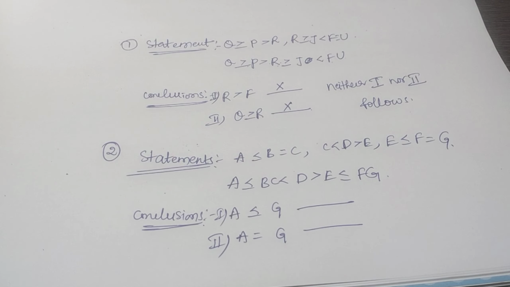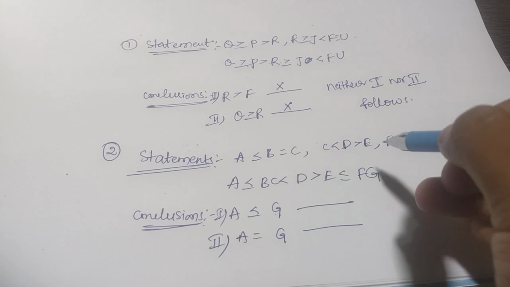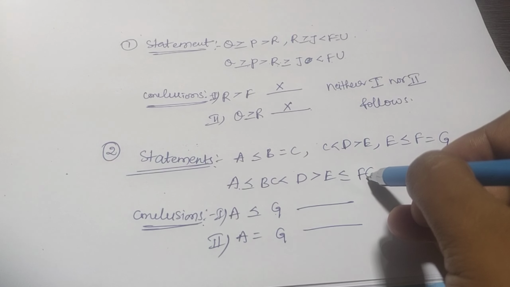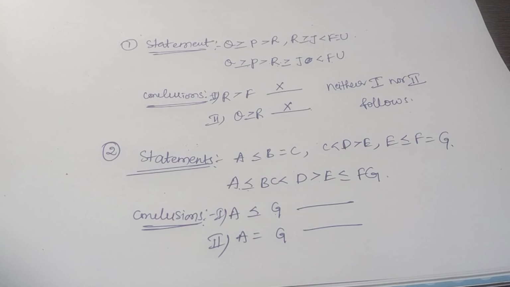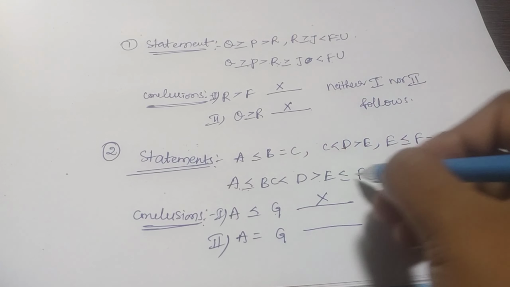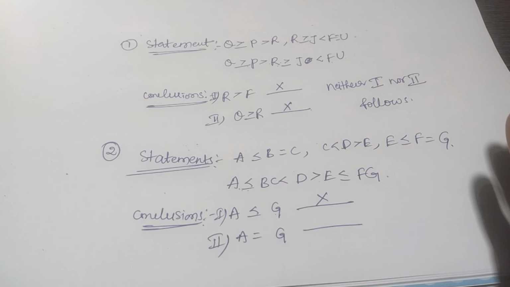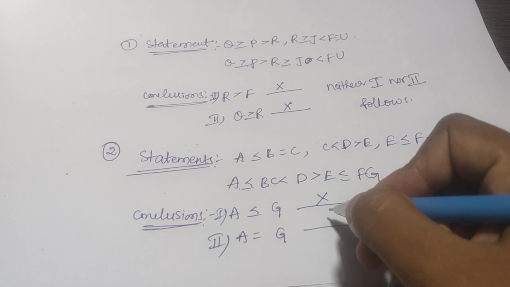These two are conclusions. Now we have to solve these two conclusions. A is less than or equals to G. A is here and G is here. In between A and G, both less than or equals to, less than, greater than, less than or equals to. Here both less than and greater than symbols are found. So this conclusion does not follow. And A is equals to G. A is here, G is here. In between A and G as usual, both the symbols are there. So this conclusion also does not follow.